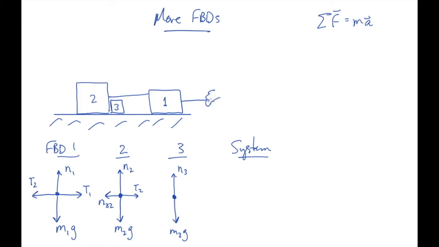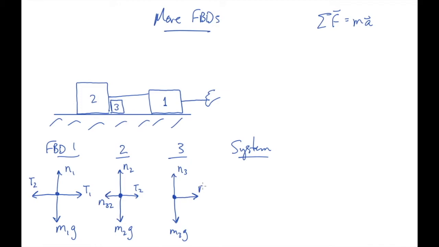That string's not touching block 3. The only other thing that's touching it is 2 plowing into it. That's going to exert a normal force. You could call it the normal force that 2 exerts on 3, but I'm going to call it N32, because I know from Newton's third law that N23 and N32 have the same magnitude in opposite direction. They're an action-reaction pair. 3 pushes on 2, 2 pushes on 3.